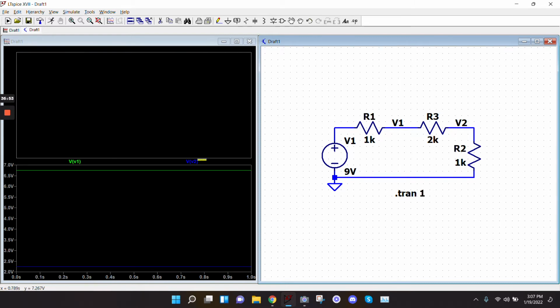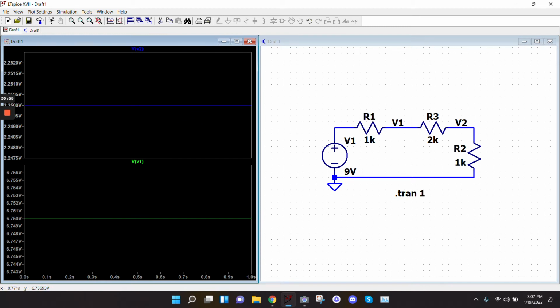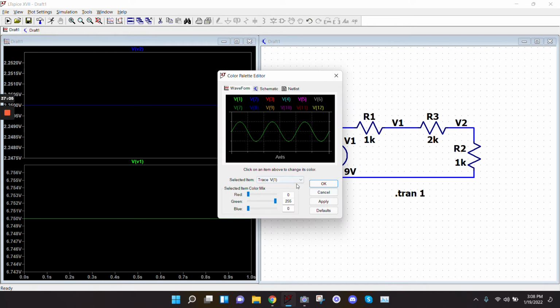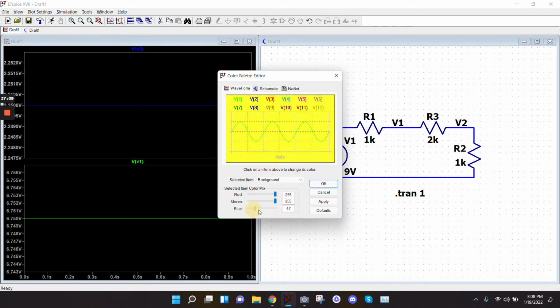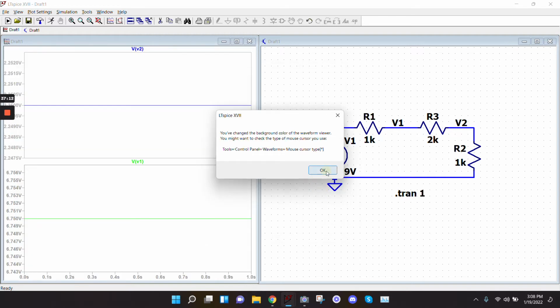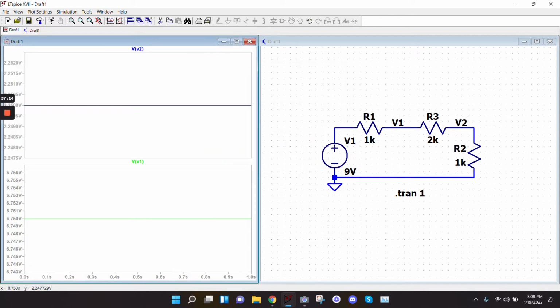pane, now I have two of them and I can drag this one up here. So now you got two windows. That one's labeled V2, this one's labeled V1. Again, looks absolutely horrible because you can't see the blue on the black. So go to color preferences, waveform, background, and make it white and leave it like that. Now I can actually kind of see what's going on.